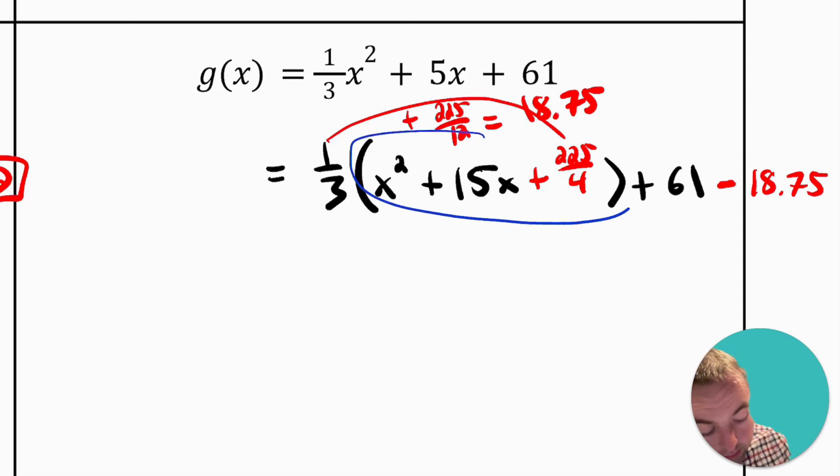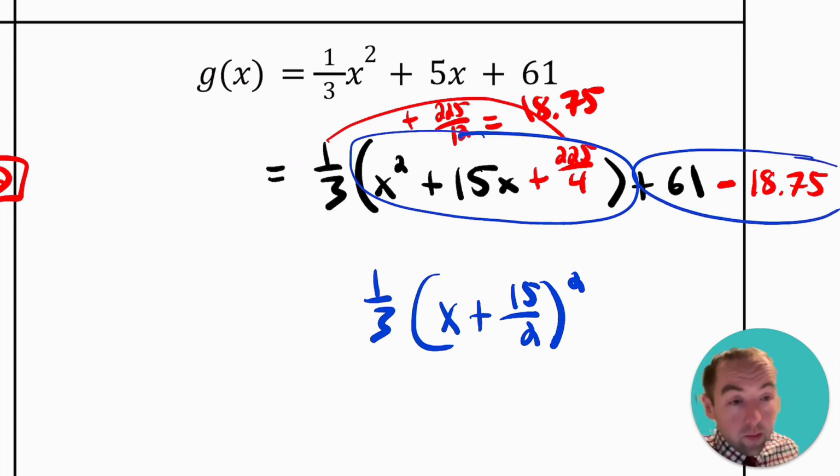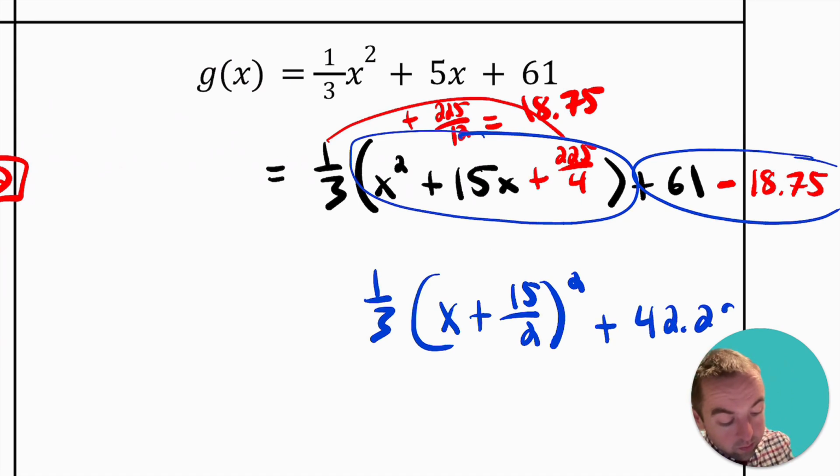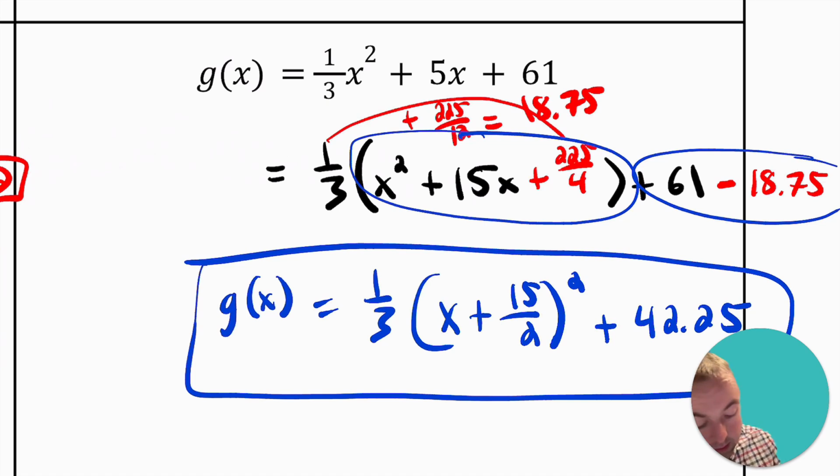So then this part that you circle in blue is a perfect square trinomial. It's going to factor as x plus 15 halves, that quantity squared, and then it's multiplied by the 1/3 that's in front of that. Then we can take those couple numbers and combine them. You're going to end up with 42.25 when you take 61 minus 18.75. And then we can say that that's equal to g of x, but now rather than in the standard form it was originally given in, it's in vertex form.